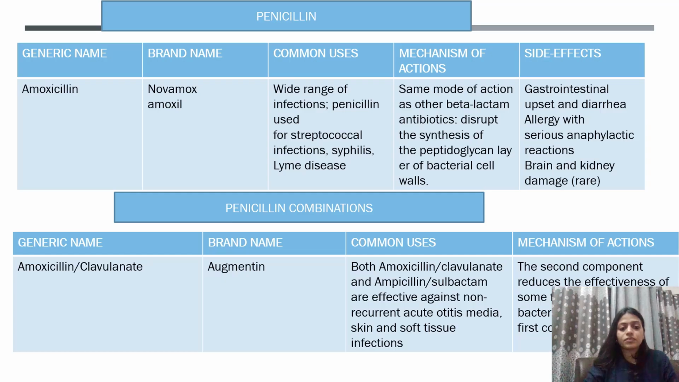So antibiotics, the most common one which is used is amoxicillin. It's available as Novamox or Amoxil, and it is used to fight a wide range of infections. There are certain side effects also like gastrointestinal upset, diarrhea, etc. And it is also used along with clavulanate. Amoxicillin and clavulanate combination is very commonly used in dentistry. The brand name is Augmentin.